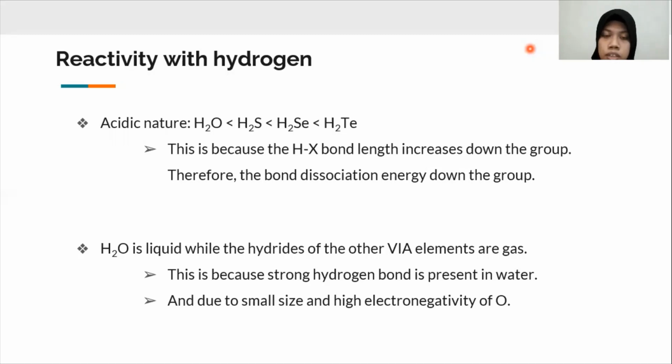H2O is also a liquid, but the hydrides of the other 6A elements are gases. This is because strong hydrogen bonding is present in water, due to the small size and high electronegativity of oxygen.